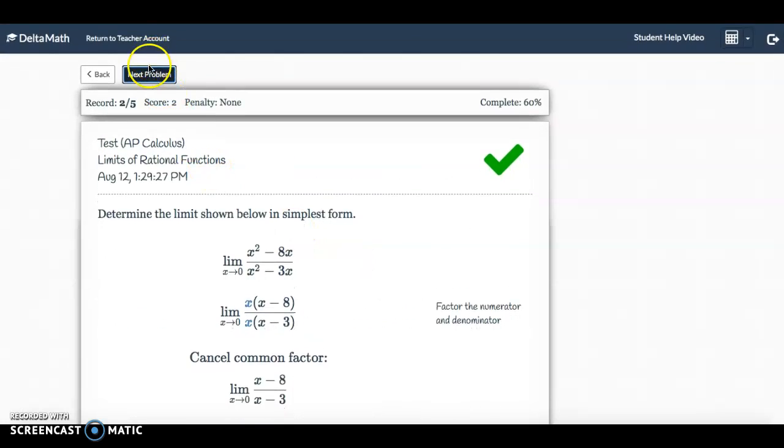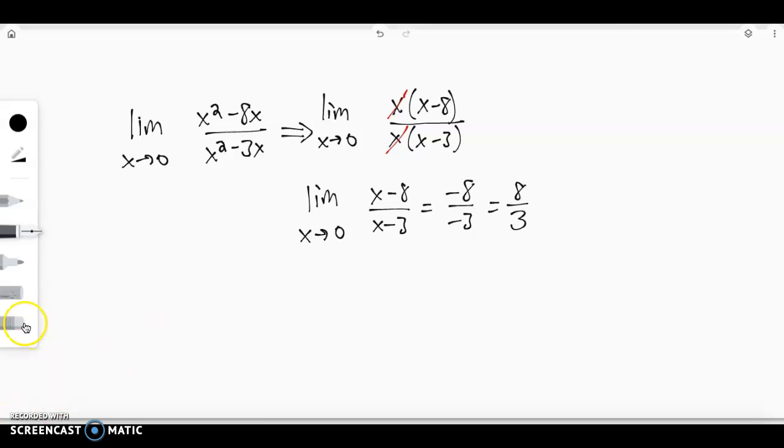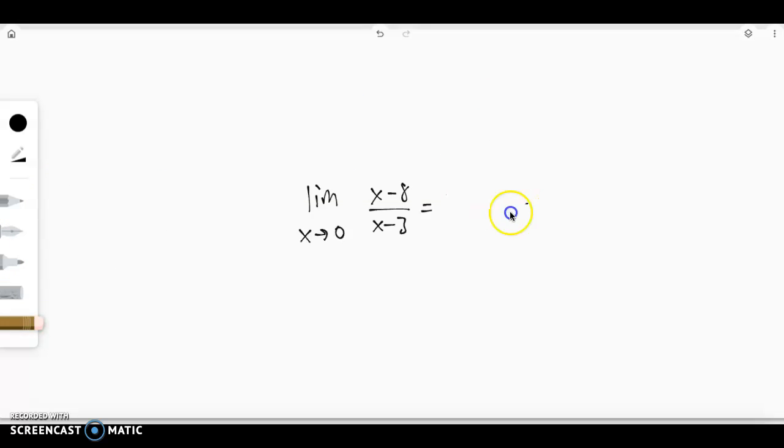All right, let's try one more problem. Go back and clear off my canvas. I might have to work again on this. Don't mind my mess.